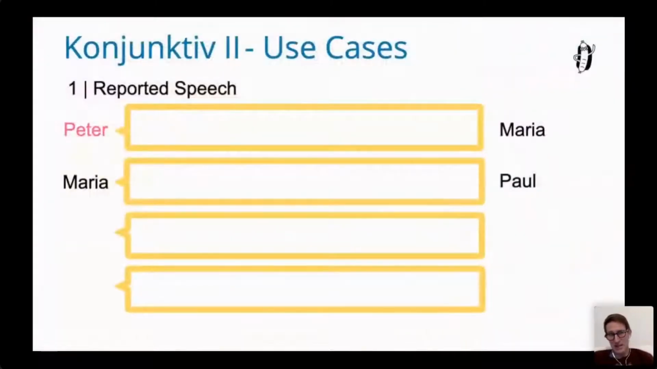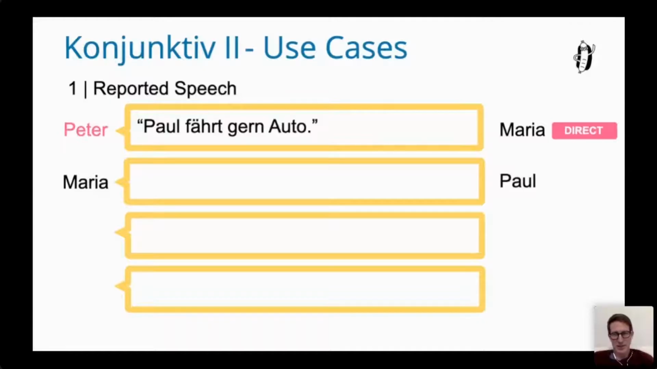Now, Konjunktiv 2. Let's start with the use cases and then to the forms, a bit different, because we just talked about reported speech. I told you if Konjunktiv 1 looks like the basic present form, then you don't use it. You use Konjunktiv 2. Quick overview. Peter talks to Mary. And this time Peter tells you something about Paul. Paul is the one who likes to drive cars. It's direct speech. You can see that with the, how do you call these again? Anführungszeichen in German.